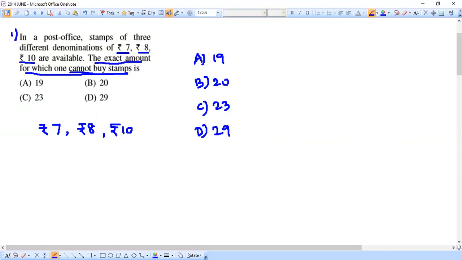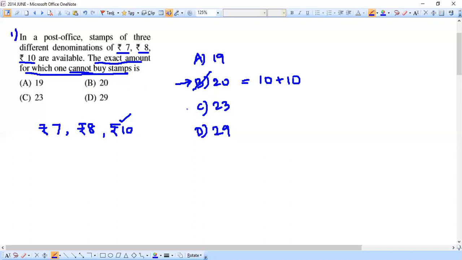Okay, let's start from a very easy option. See option B here. Just for an example, let me take option B. Option B says it is 20. Okay, if we take 20, we have 10 rupees stamps here. We can definitely buy 2 10 rupees stamps, so 10 plus 10, the amount will be 20. So that means it is possible for us to buy stamps for 20 rupees. That means option B is not our correct answer. They're asking for which amount we cannot buy, and we can surely buy 2 10 rupees stamps for an amount of 20 rupees. That's the reason we are eliminating option B.